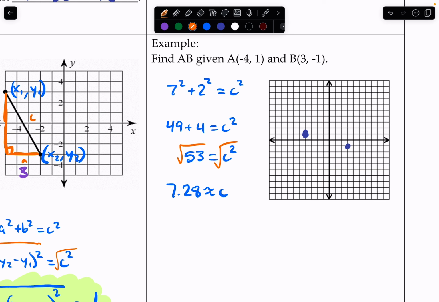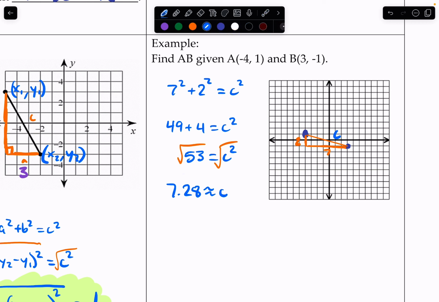If I'm trying to find this distance, I can create a right triangle using the side lengths of 2 and 7. And of course, that would be helping me find the distance of the hypotenuse between those 2 points. So that would be my C value here. So that's how I end up plugging in here: 7 squared, which is 49, plus 2 squared equals C squared. 49 plus 4 is 53, and the square root of 53 is about 7.28.